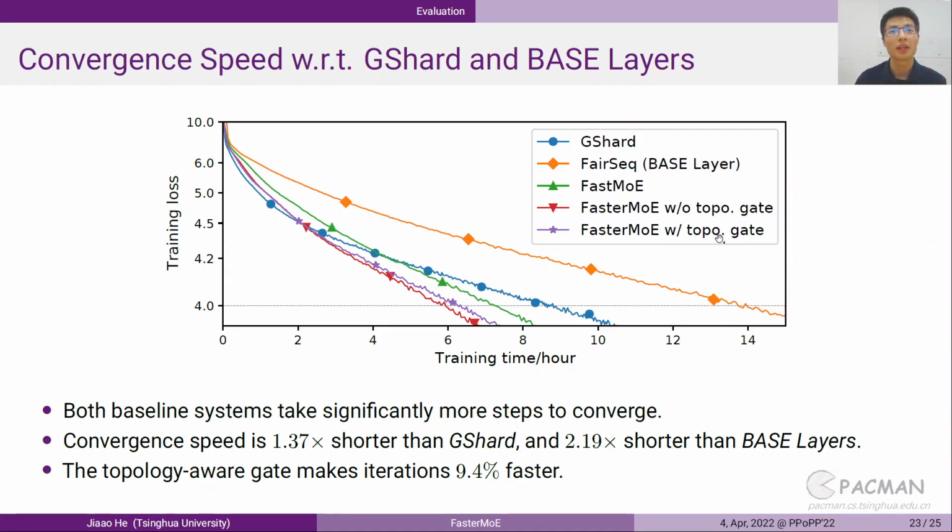To compare with GShard and BASE layers, we train real models to convergence and observe the convergence speed. We find that both baseline systems take more steps to converge, and our system has a convergence speed 1.37 times faster than GShard and 2.19 times faster than BASE layers. Our topology-aware gate makes the iterations 9.4% faster, which means that it effectively reduces network congestion.